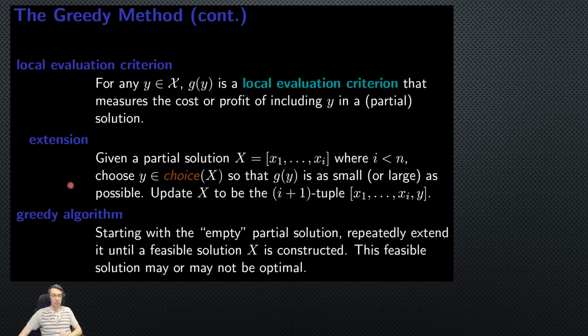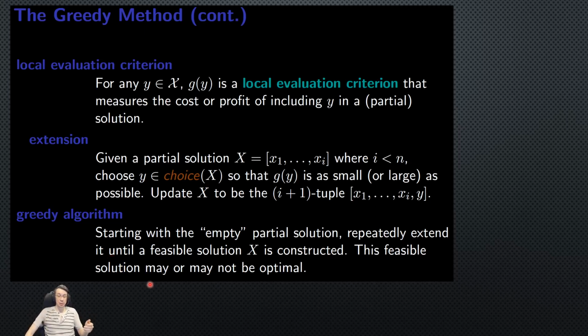With all these things defined, now I can tell you what the structure of a greedy algorithm is going to be. We start with the empty partial solution, no choices made yet. We repeatedly extend our current partial solution with a new partial solution, bigger and bigger partial solutions, each of them an extension of the previous, until a feasible solution x has been constructed.